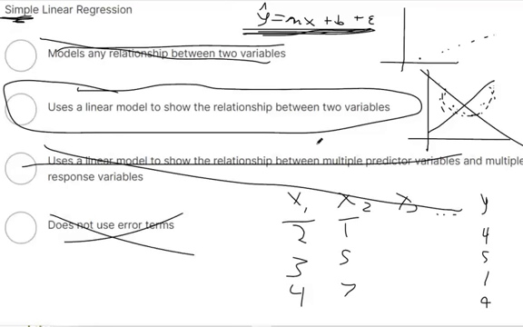Does not use error terms. That's also false. It does have error terms. There's some sort of error with each prediction, right? That's what that funny symbol means at the end.